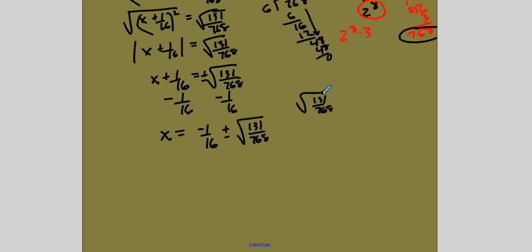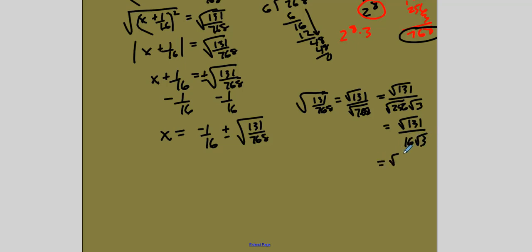Okay, so we can write this as square root of 131 over square root of 768. Well, from the work we did earlier, I can't do anything with square root of 131. There are no perfect squares that are a factor of 131. But we know that 256 times 3 is 768, and square root of 256 is 16, so I get square root of 131 over 16 square root of 3.